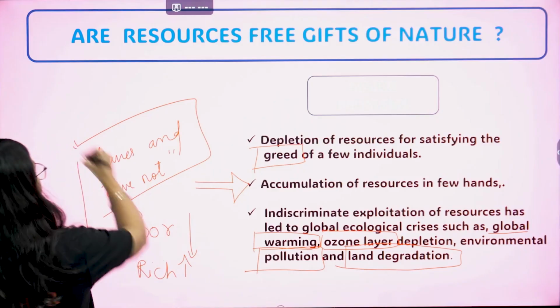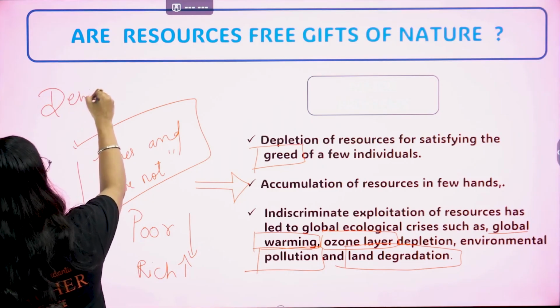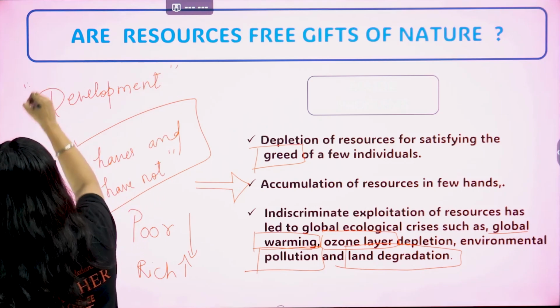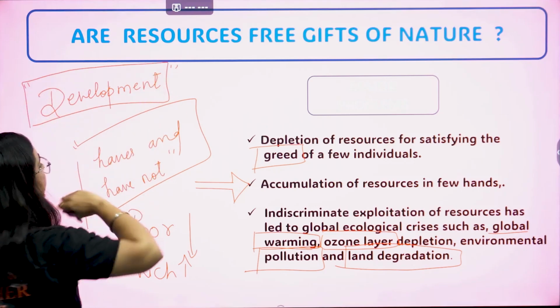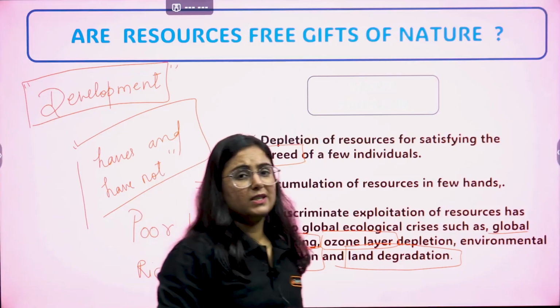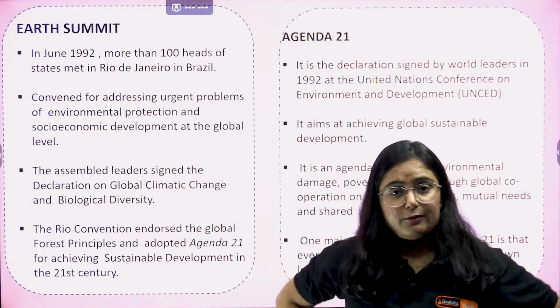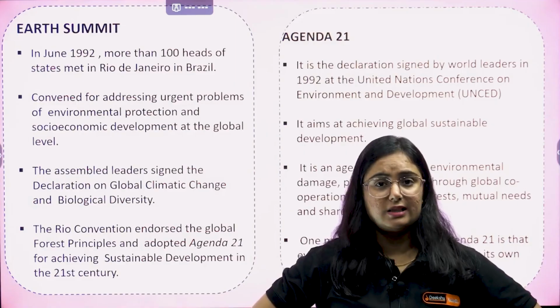Second question: resources are going on the way of development. Okay, resources are getting developed. What are the major consequences of development? So these are the major consequences of development. How? I hope you understood that.